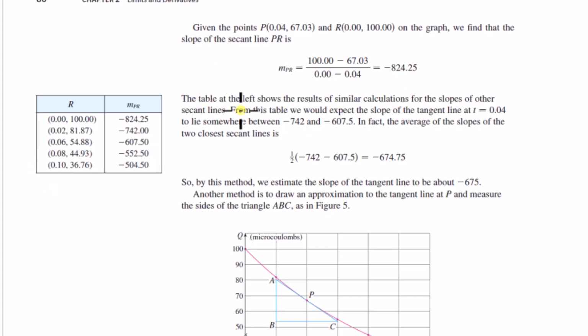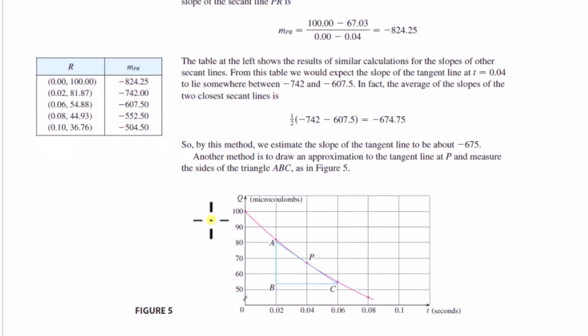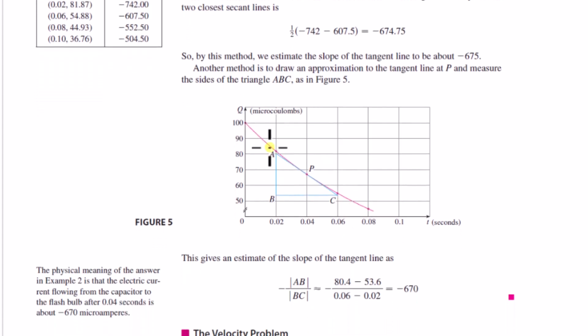Okay, and it says from this table, we would expect the slope of the tangent line at t equal to 0.04 to lie somewhere between the t is equal to 0.02 and t is equal to 0.06 slopes. And so what they do is they average these two slopes. Arguably our best estimate, and an improvement upon this initial estimate, is this minus 674.75, the averaging of these two slopes. Now, another method, it says, is we could do this graphically.